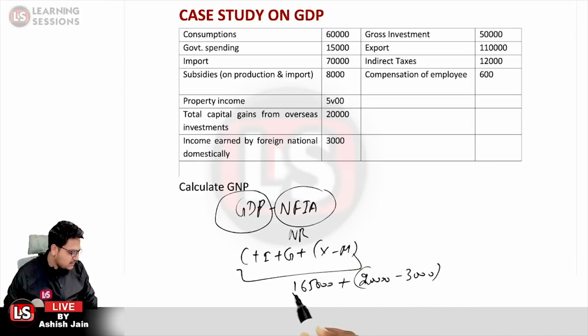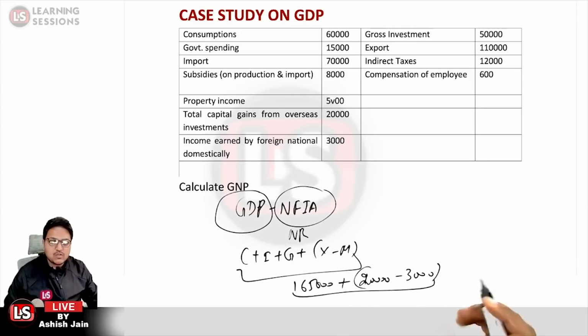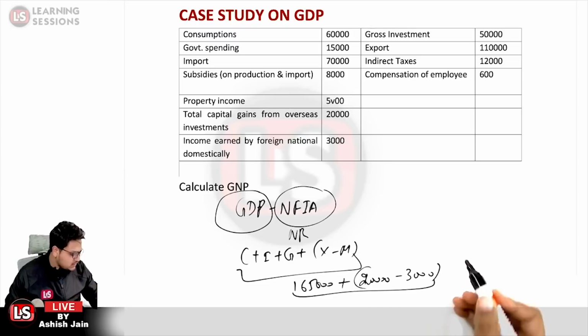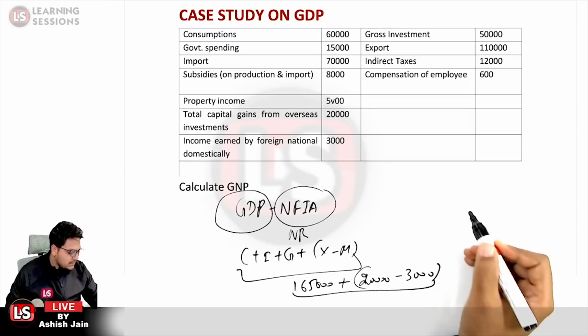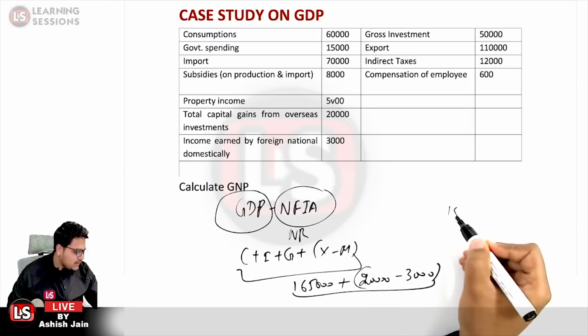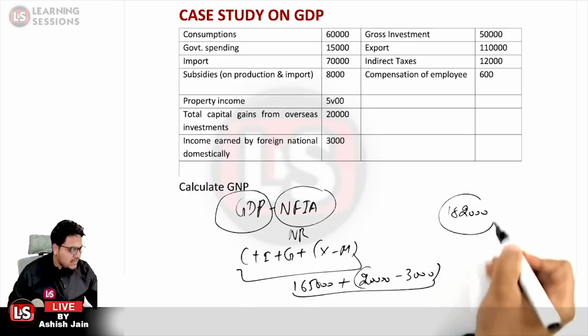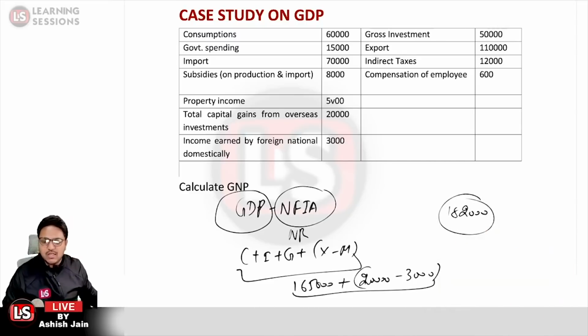So that is basically related to the GNP. It is 1,65,000 plus 20,000 minus 3,000, that is 17,000. So 1,65,000 plus 17,000 is equal to 1,82,000, and that would be the answer related to the GNP, that is the gross national product.